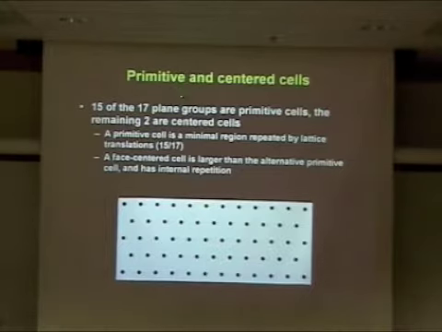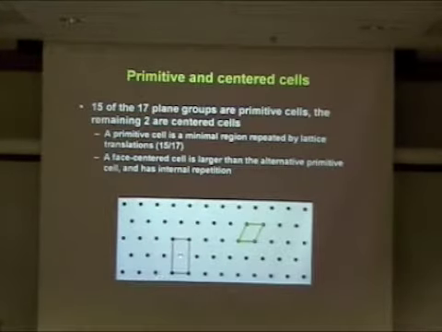So basically, 15 of the 17 plane groups are described by primitive cells, and the remaining 2 are described by centered cells. A primitive cell is basically the minimal region repeated by lattice translations representing the unit cell. A centered cell has what's called internal repetition. If we consider these points within a crystal matrix in this image here, and draw a primitive cell, this green cell would represent a primitive cell, whereby we've got one net copy of the unit cell represented within it. Each one of these dots represents a copy of the unit cell, and you can see we've got roughly a quarter of the unit cell represented in each corner. So this is a primitive cell that only contains one net copy of the unit cell.